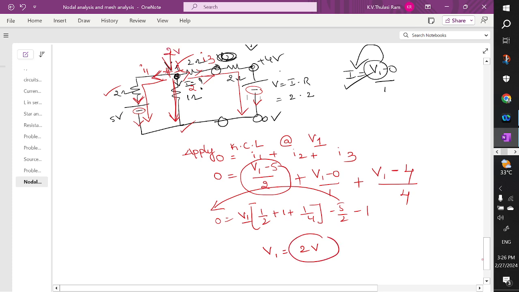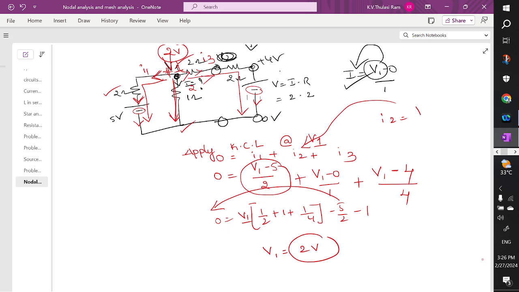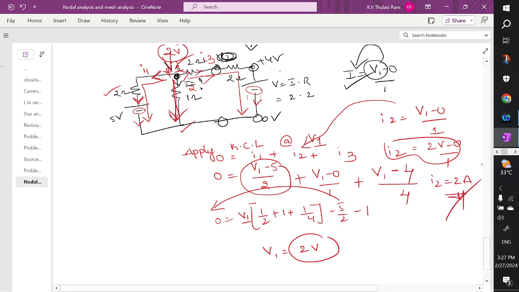Now the voltage at this point is 2 volts. What do we actually require? What we require is I2. So I2 is equal to V1 minus 0 by 1, this branch. So this is 2 volts minus 0 by 1. This is I2. Therefore, we get I2 as 2 amperes. This is what our answer is.